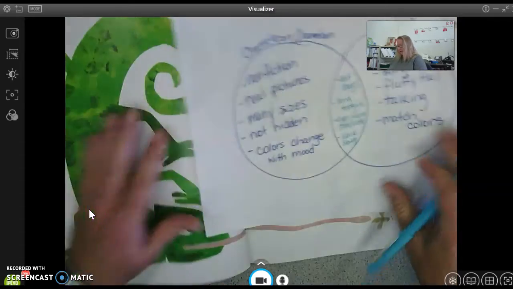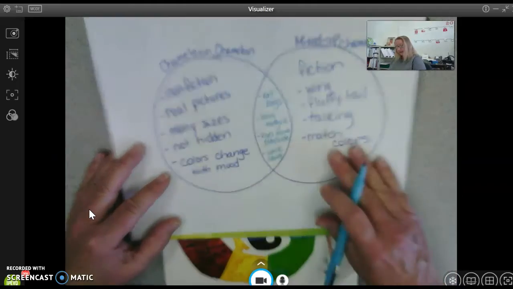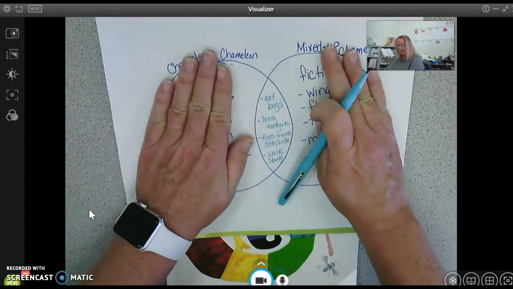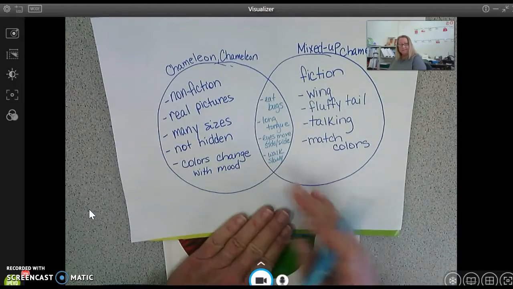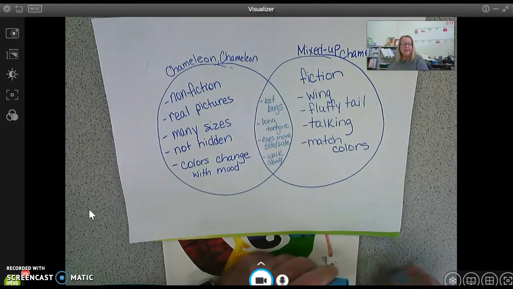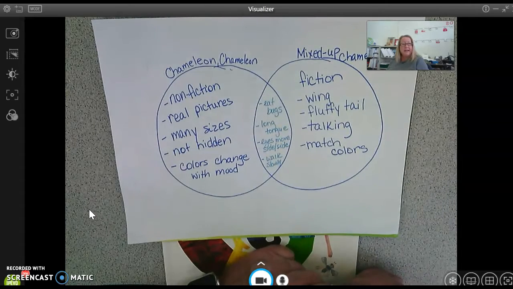our stories. So here is our Venn diagram, and now it is complete. Things that were different and things that were the same for both of the stories. We will be working on comparing and contrasting next week also, so you will see this Venn diagram again, but with two different stories.